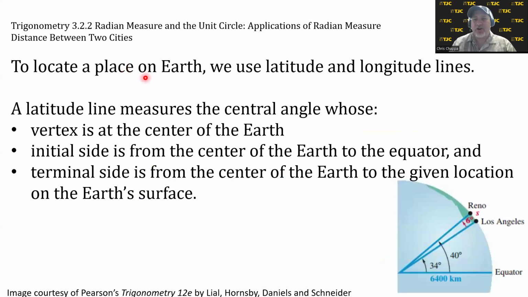Now, a latitude line measures the central angle whose vertex is at the center of the Earth. The initial side is from the center of the Earth to the equator, and the terminal side is from the center of the Earth to the given location on the Earth's surface. So latitude angles are measuring this central angle.